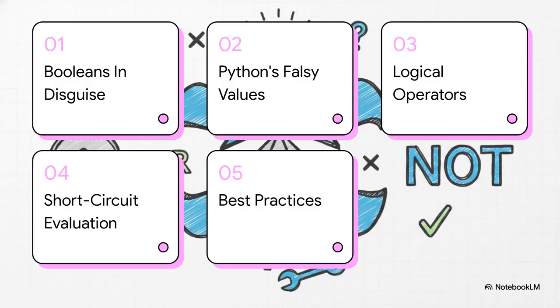To solve this mystery, here's our roadmap. First, Booleans in disguise. Second, Python's falsy values. Third, real-world logical operators. Fourth, short-circuit evaluation. And finally, Pythonic best practices. Let's get right into it.